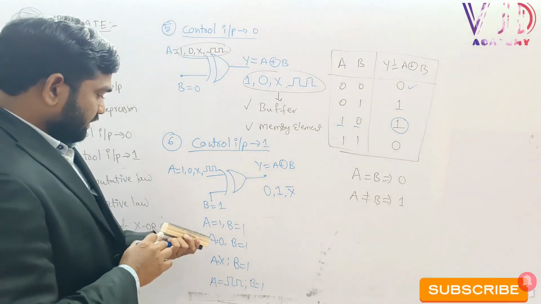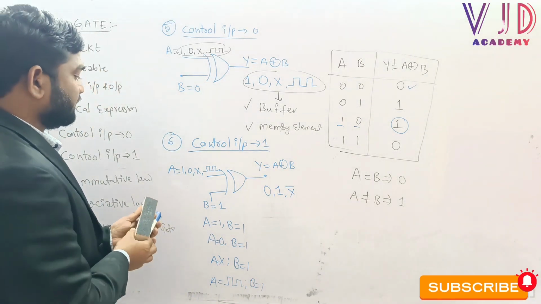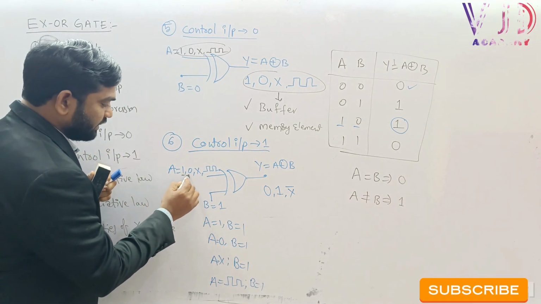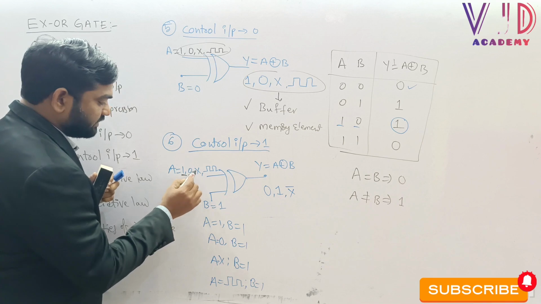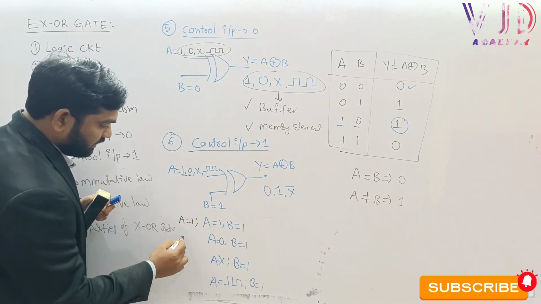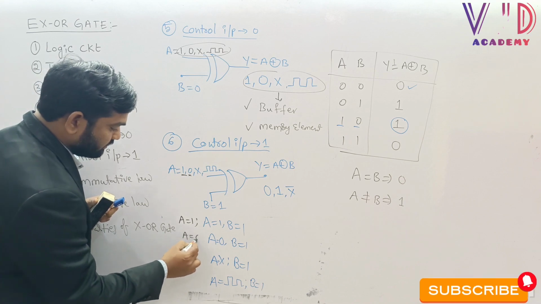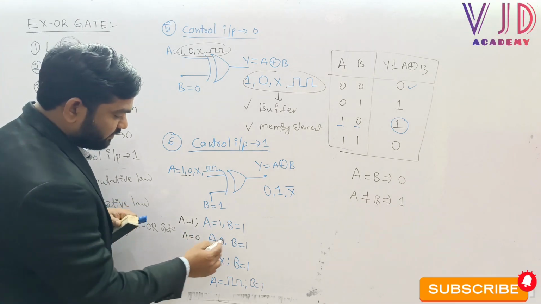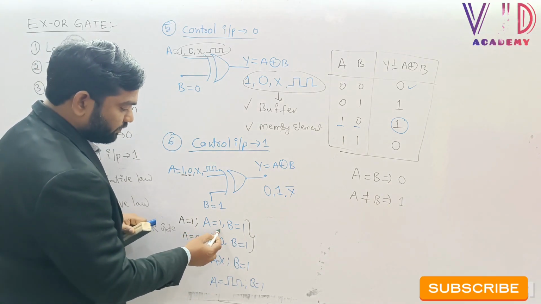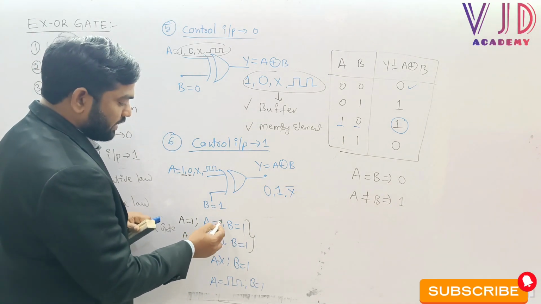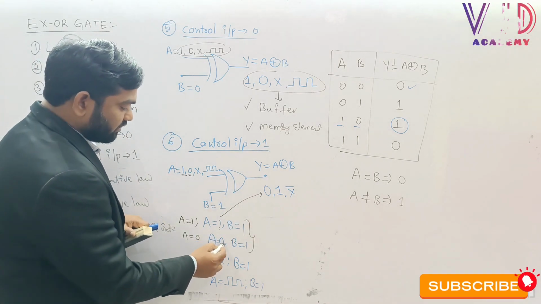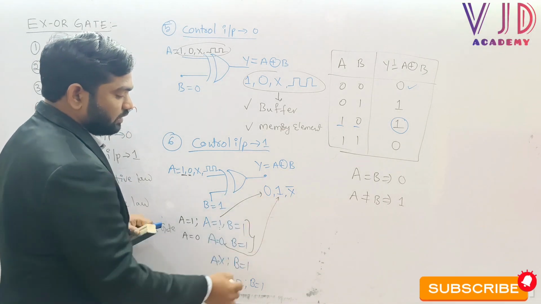Sir, we just need to understand one thing. The moment we apply A equal to 1 and then A equal to 0, what happens for these two conditions? When we apply A equal to 1, I get output as 0. When I apply A equal to 0, I get output as 1.